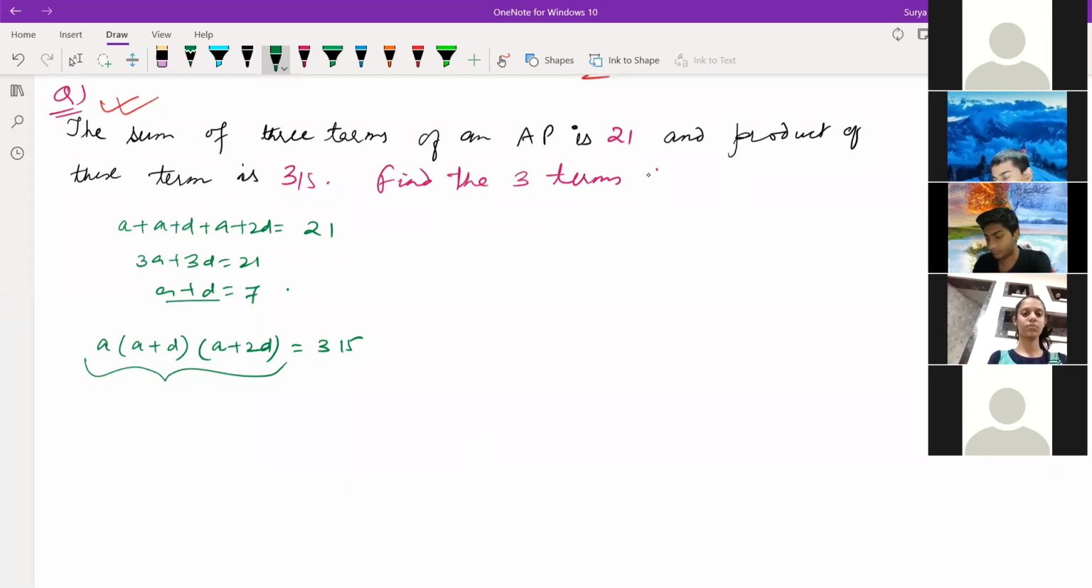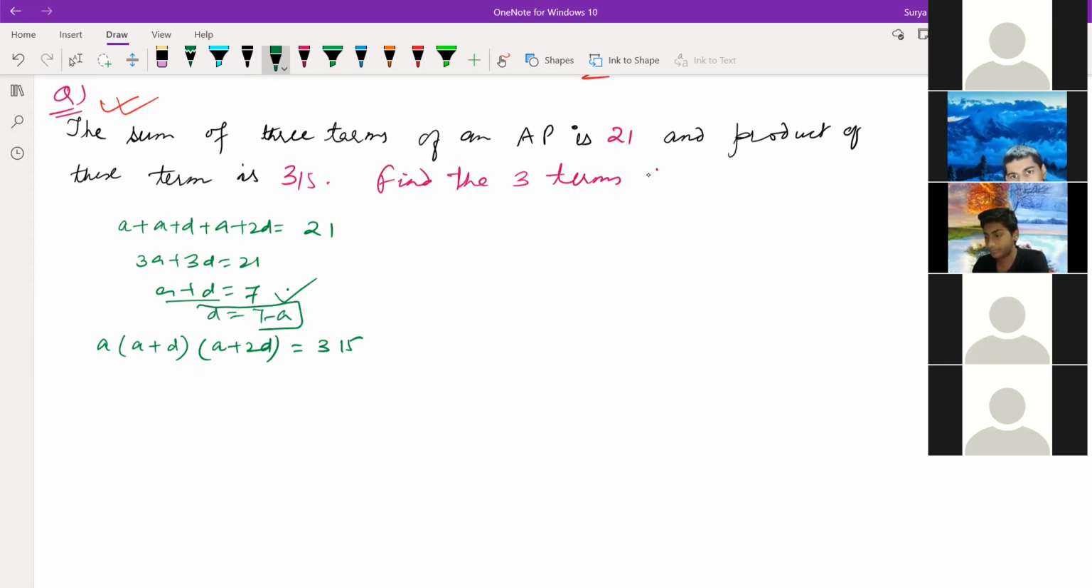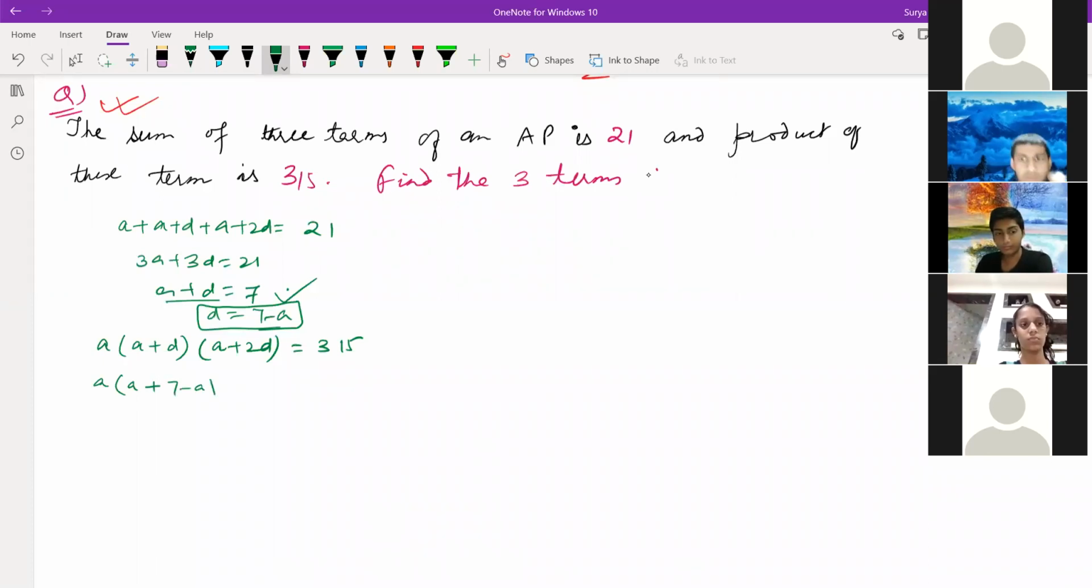Sir, I multiplied it, sir. You have multiplied this A with the inside. Yes, sir. So what should I write? Tell me, no problem. So first, from the above equation A plus D equals 7, I took D equals 7 minus A. Fine. All right. I have written it also. Next step. Substitute that D value in the below equation. Acha, okay. So I should write here A, then A plus 7 minus A, like this.